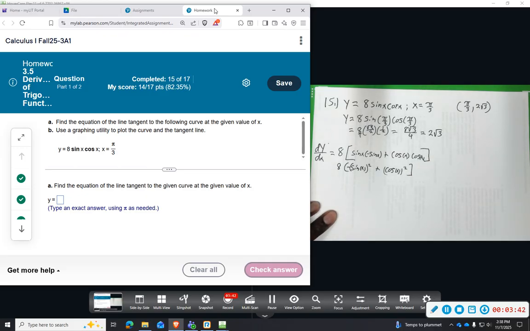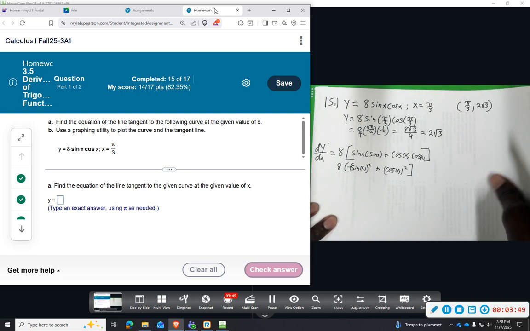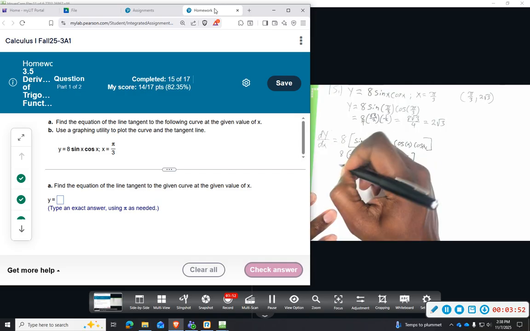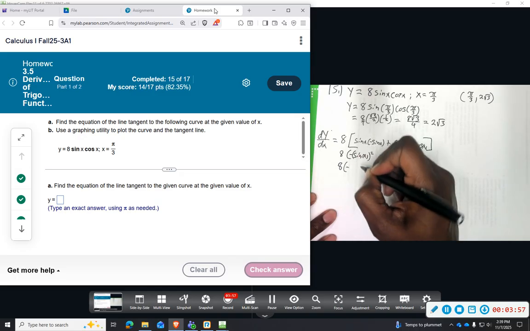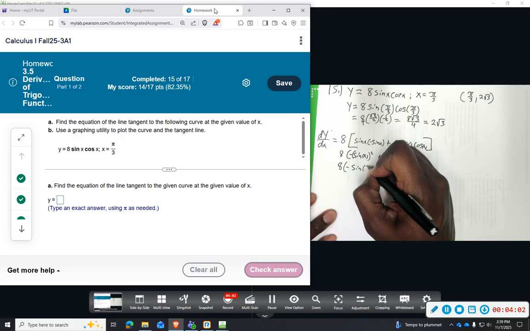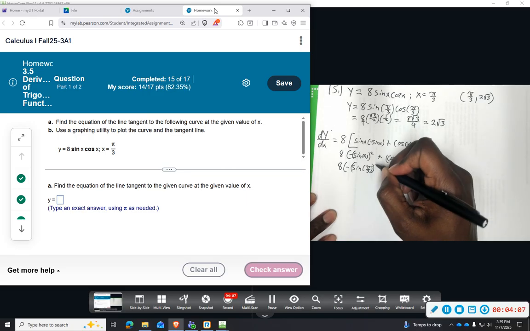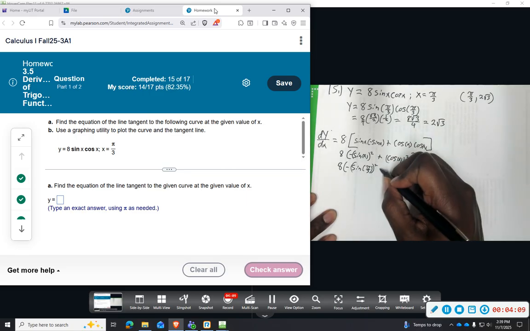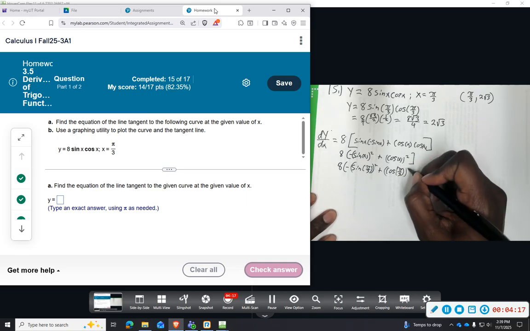Okay, so once again, if we refer to our unit circle, we're going to be plugging in the x value of pi over 3 to find our slope. So we'll have the 8, and then we'll have the negative sine of pi over 3, and this whole thing is going to be squared. Not the negative, it's still going to be negative. This is squared, and then plus cosine of pi over 3, and then this value is going to be squared.